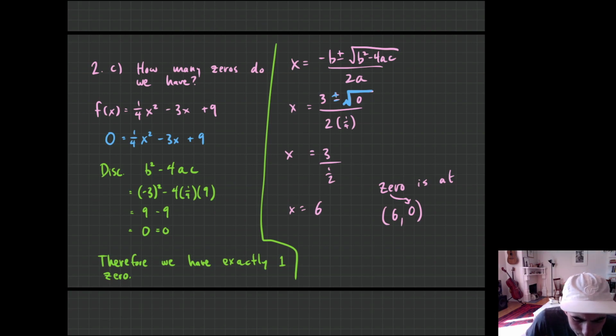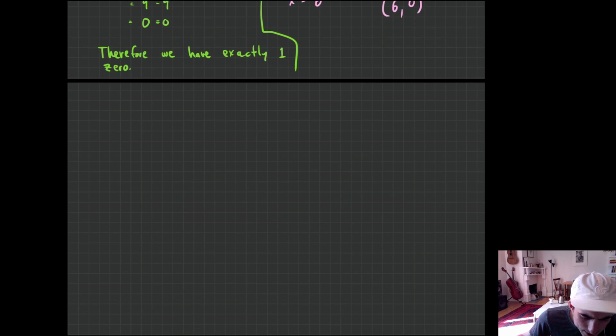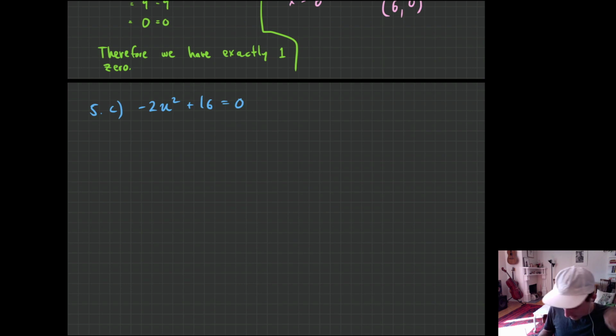Okay, let's skip ahead a little bit. Let's try number 5. Let's do 5C. Okay, so we've got negative 2u squared plus 16 equals 0.